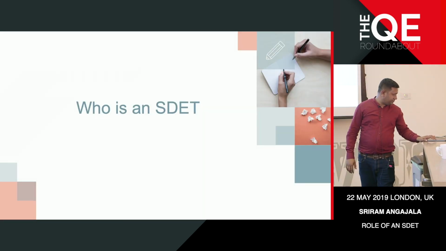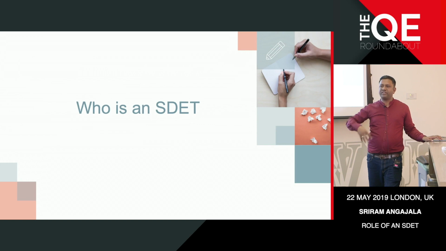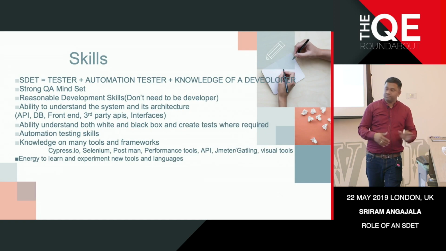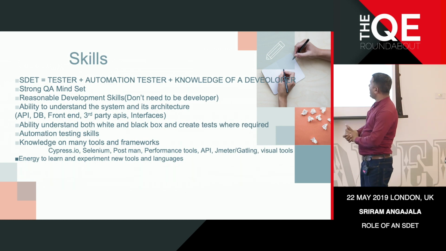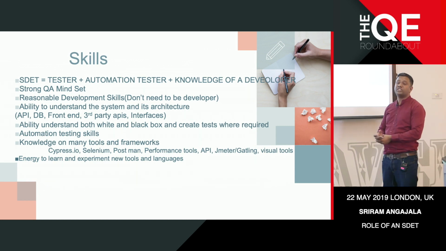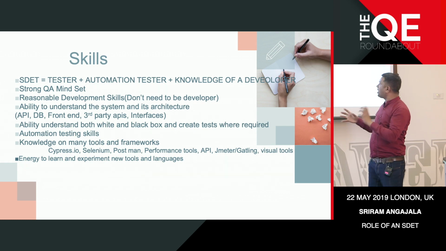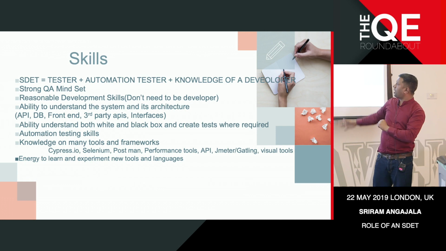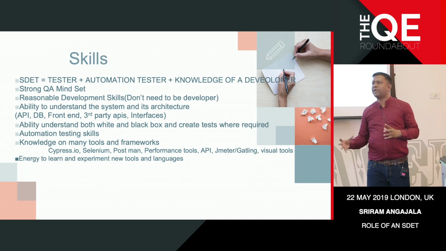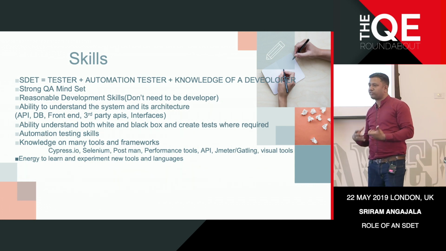Okay, so now coming to SDET. As I said, there are a lot of definitions outside. I'm not defining anything, but we just need to touch base on the basics. So an SDET is a person who is a tester, an automation tester, and a person who has knowledge of development. As I said, previously there were a lot of roles, but now an SDET is a person who can do all these three: testing, automation testing, and he's got knowledge of development. However, the main thing that people are looking for, even though he's an SDET, the first thing an SDET should have is a QA mindset.